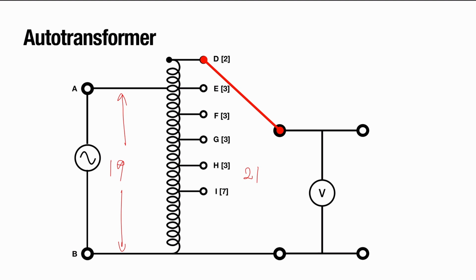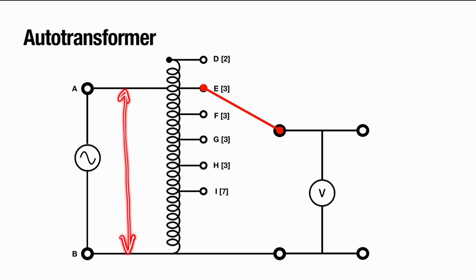Okay, I believe that should be clear, but let's do one more example. What would happen if we had made a connection onto tap E? We had closed our circuit on tap E. Well, notice the number of windings on the primary side would be exactly the same as the number of windings on the secondary side. So the autotransformer here would be functioning as an isolator transformer. An isolator transformer.